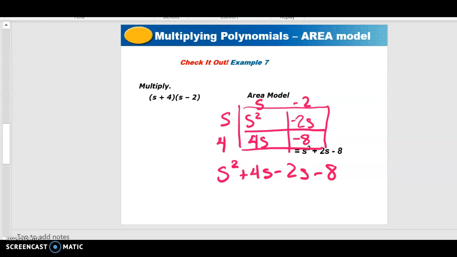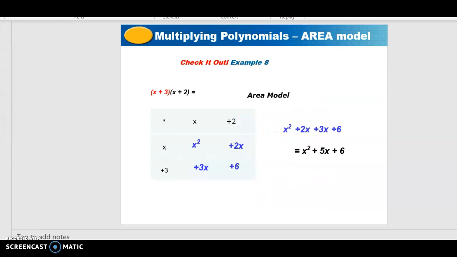And if I combine them, you're going to find, especially when it's binomial times binomial, your two middle terms are always going to combine. S squared plus 2s minus 8. And that is your answer. Let's look at one more example.